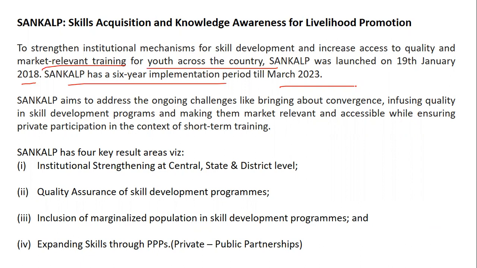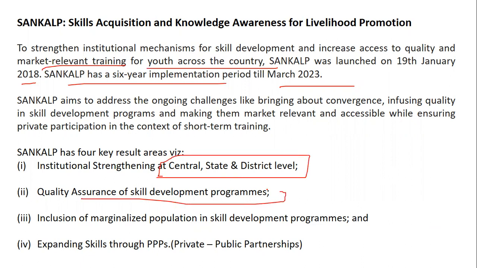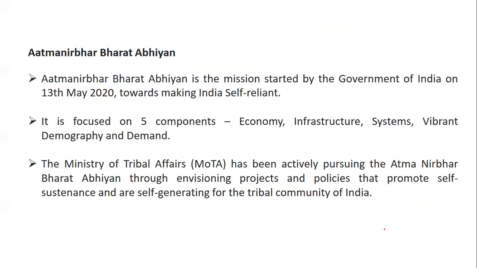There are 4 important things which have to be taken into consideration, or the key results you can say: institutional strengthening at state, central and district level, quality assurance of skill development programs, inclusion of marginalized population in skill development programs, and expanding skills through public-private partnership. This is a part of SANKALP, which is very important with reference to skill acquisition and knowledge awareness.